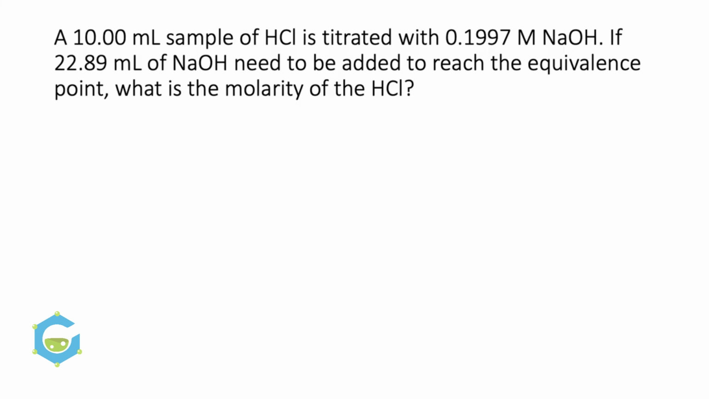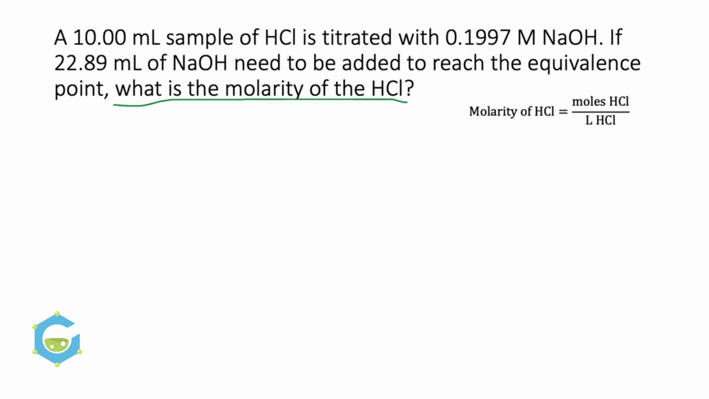We're going to titrate it with some NaOH that we know is 0.1997 molar. And then we're going to keep adding NaOH to it, and at the end, when we reach that equivalence point where our indicator changes color, we have added 22.89 milliliters of NaOH. So we want to know what the molarity of the HCl is, and you have to ask yourself when you're doing these problems, what is molarity?